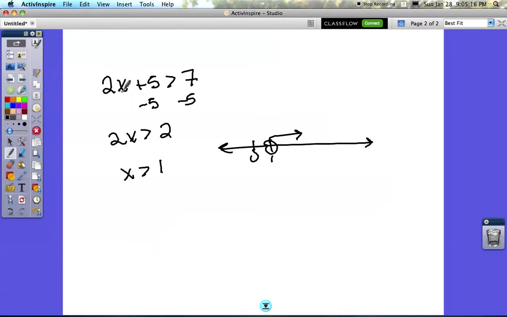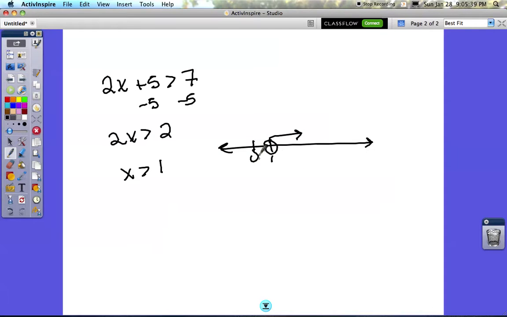2 times 1 plus 5 is 7. Is 7 greater than 7? No, it didn't say it could be equal to. So do you understand that I've got an infinite number of possible solutions that would make this true? That's why this is an inequality. Okay? Any number greater than 1.